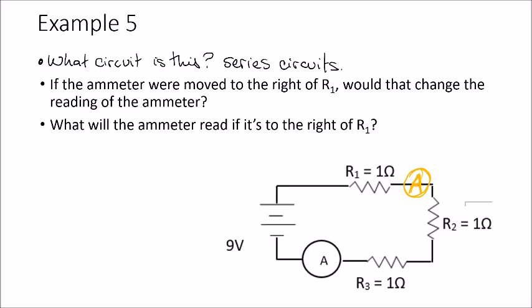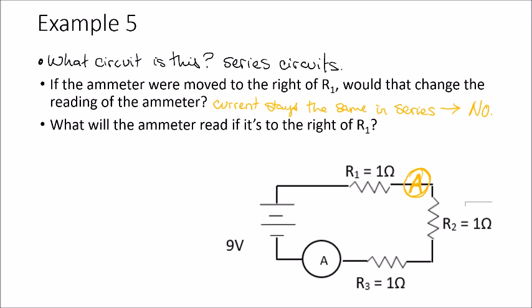For this question, we need to think, does current stay the same in series, or does voltage stay the same in series and current changes? In this case, because we're in series, current in series stays the same. So if the ammeter were moved, would that change the reading of the ammeter? The answer is no.